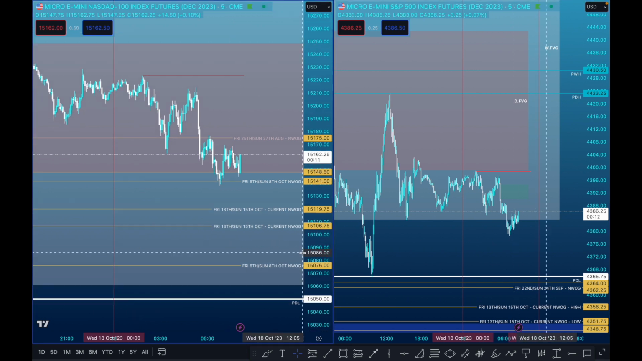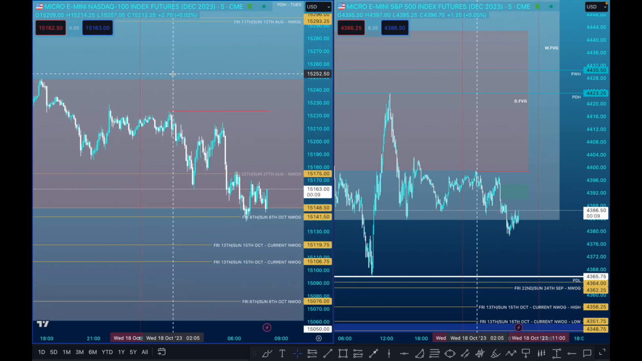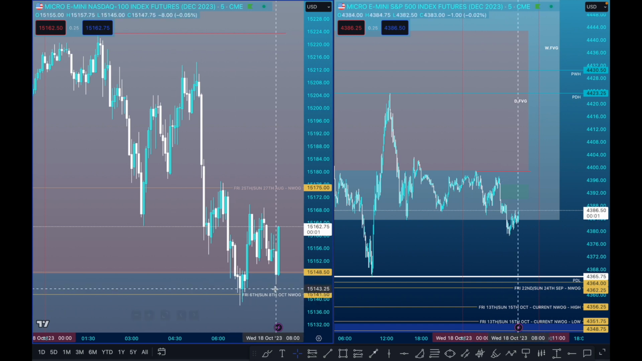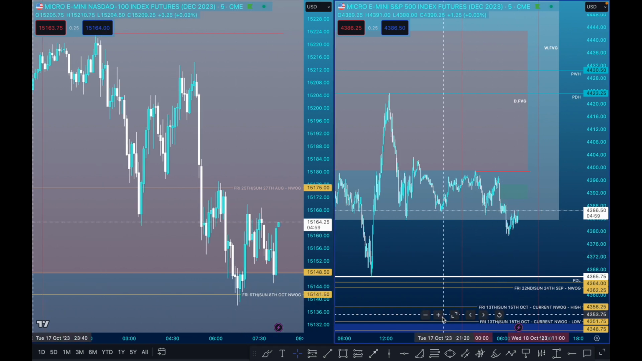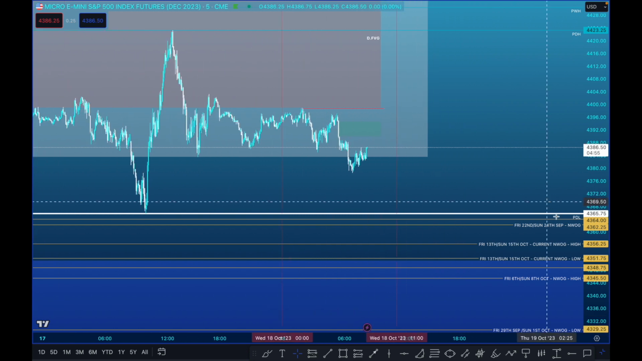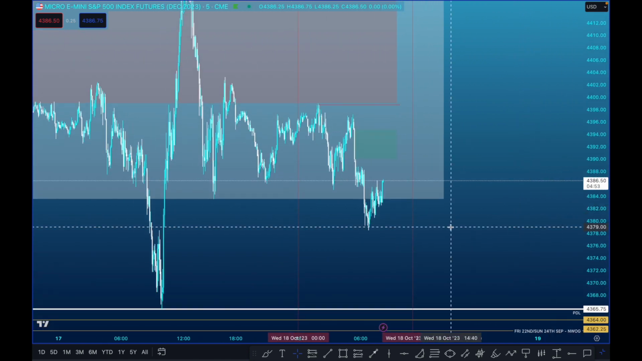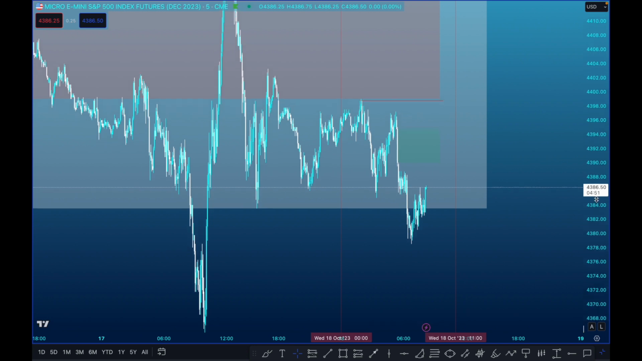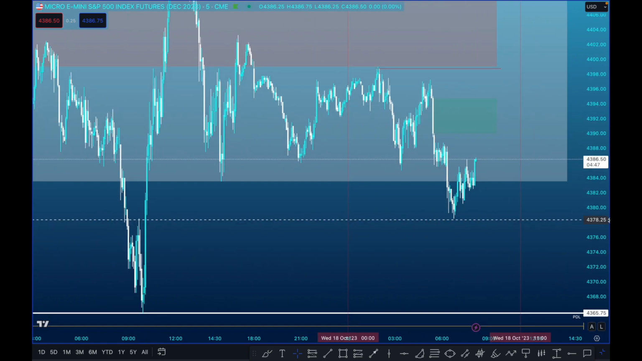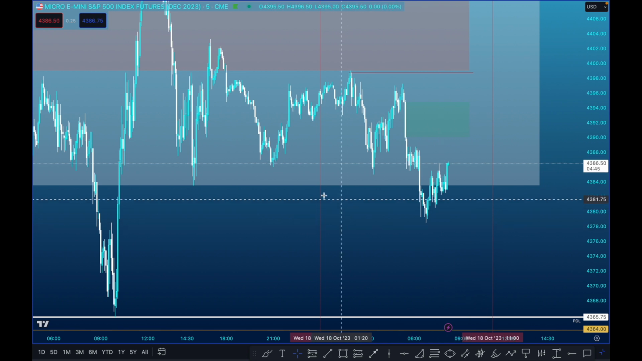And likewise for the NASDAQ, we'll look to see which pair will be the leader. But that's pretty much the breakdown and what I'm looking at going into New York. Like I said, there's a lot going on this morning. You could frame both sides. So at the moment, I'm just watching closely.